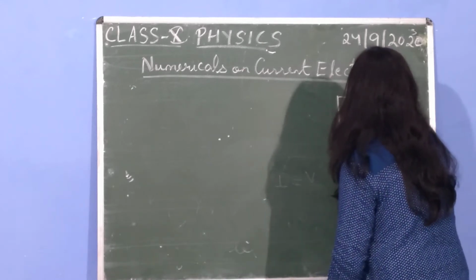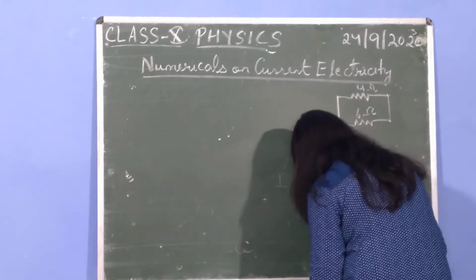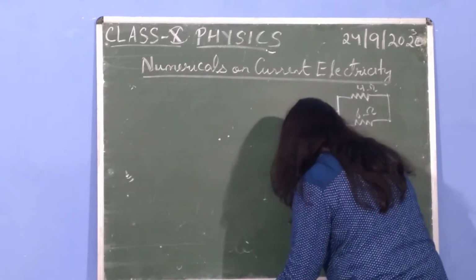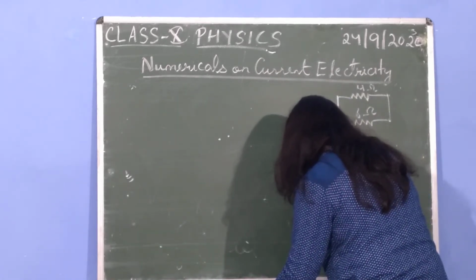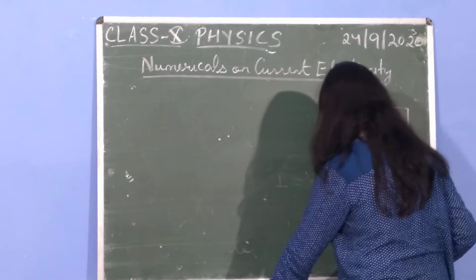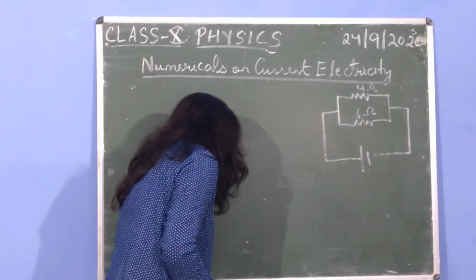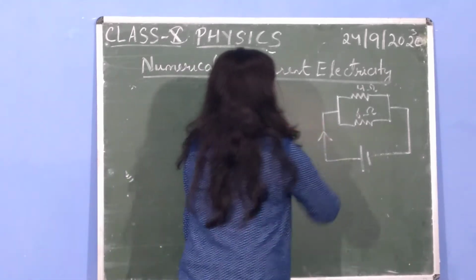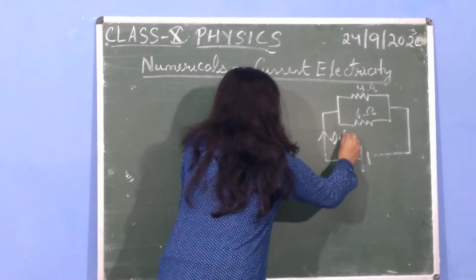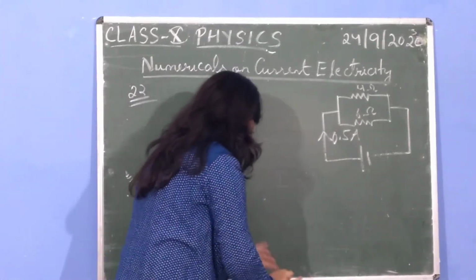4 and 6 in parallel. So this is 4 ohm, this is 6 ohm, in parallel to a current supply, the value of which is not given, and the current flowing through this circuit is 0.5 ampere. So this is question number 22. Okay, let's find the solution.